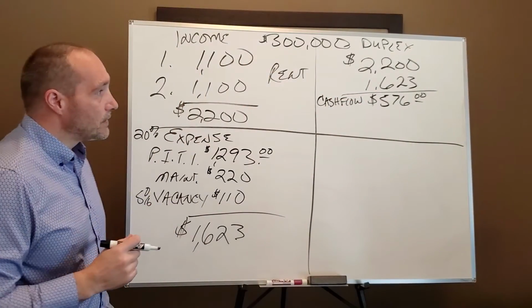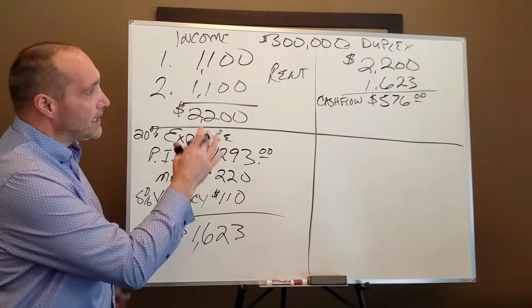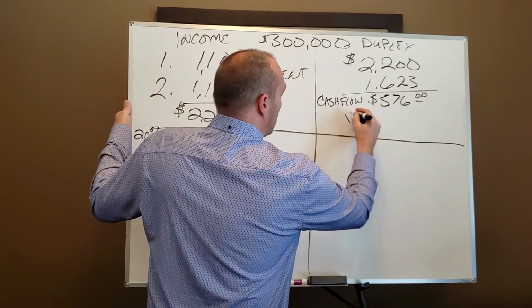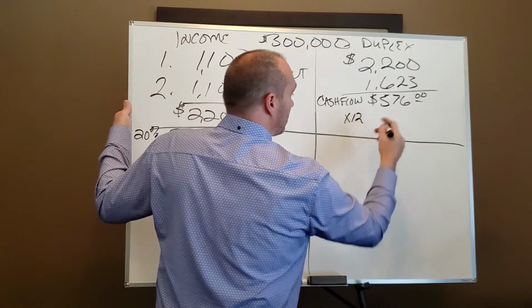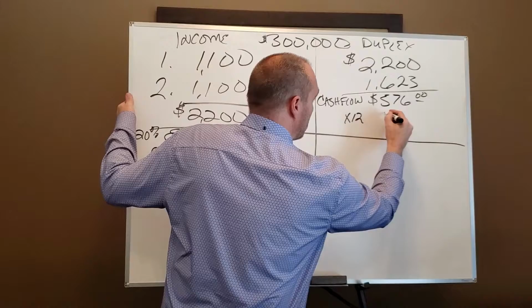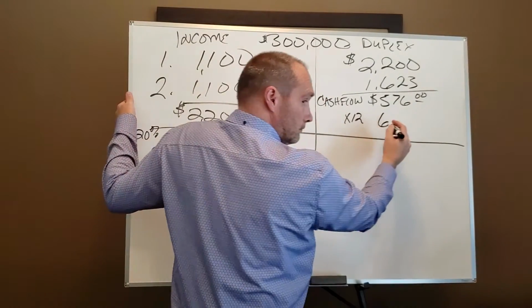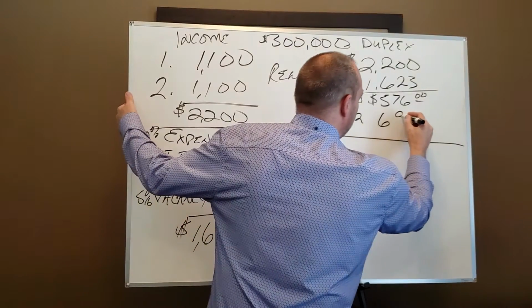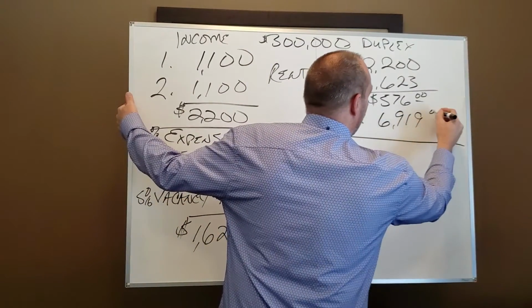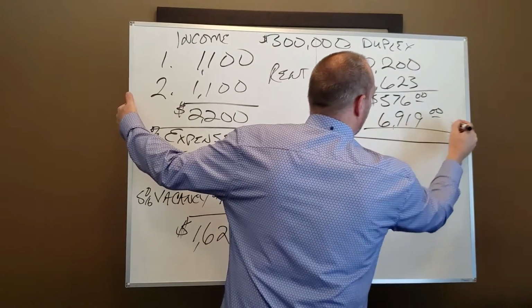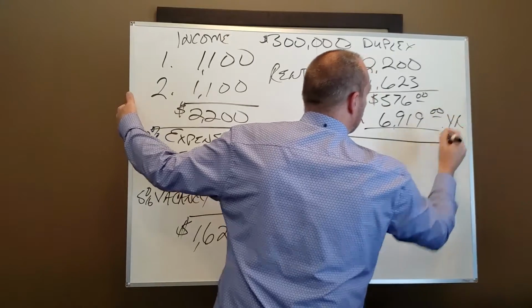All right, so we need to take that number, multiply it times 12, and come up with an annualized income on the property, which in this case would be $6,919 that you would be earning on an annual basis.